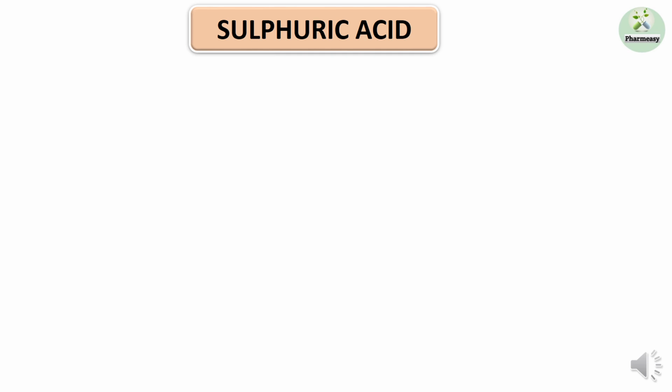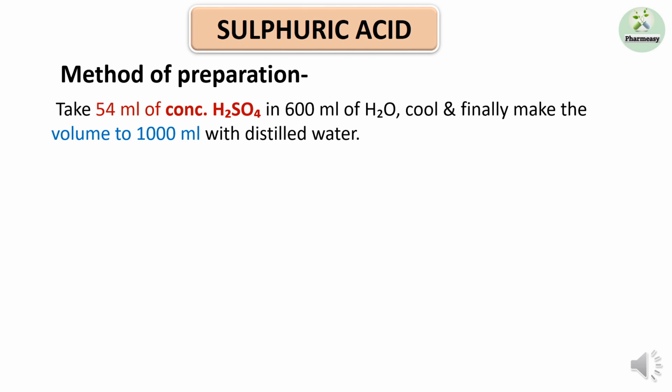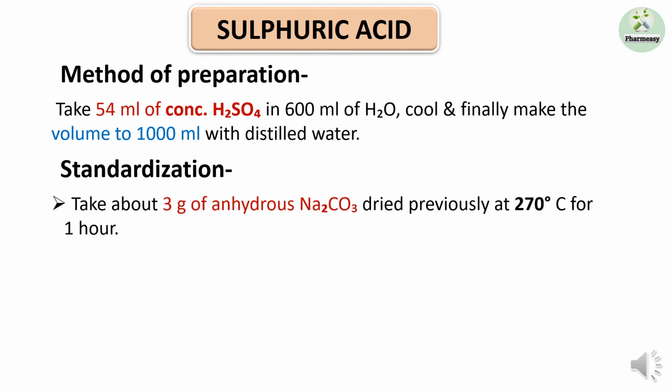Next one is sulfuric acid. Its method of preparation is dissolve 54 milliliters of concentrated sulfuric acid in 600 milliliters of water, cool and then make the volume to 1000 milliliters with distilled water. And its method of standardization is take about 3 grams of anhydrous sodium carbonate, which is dried previously at 270 degrees Celsius for 1 hour.